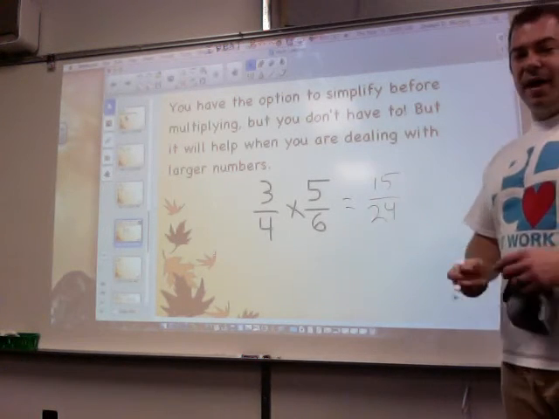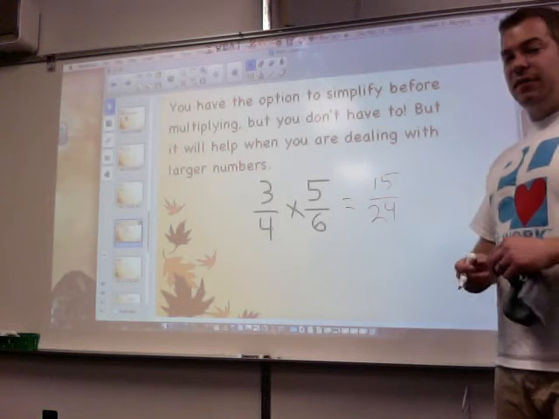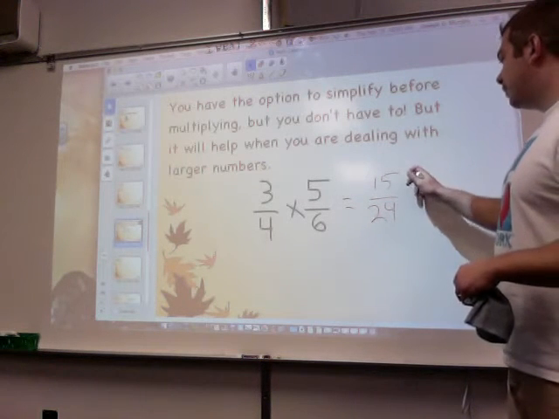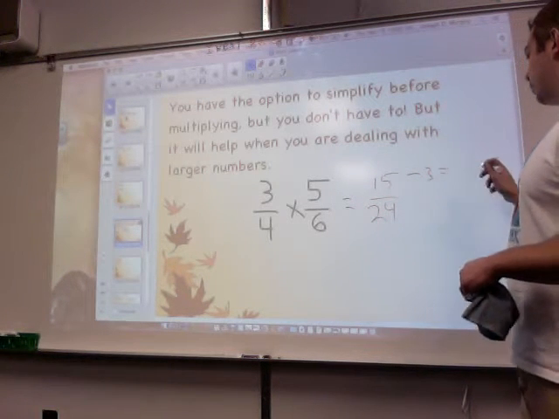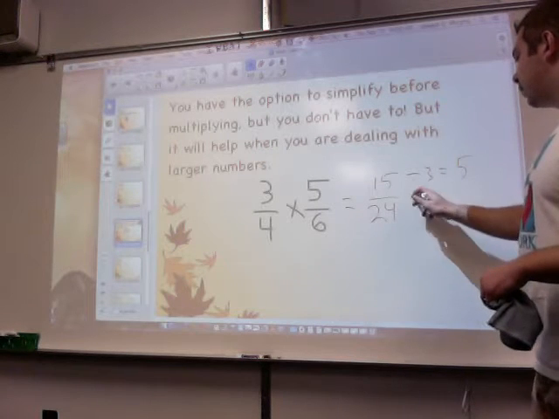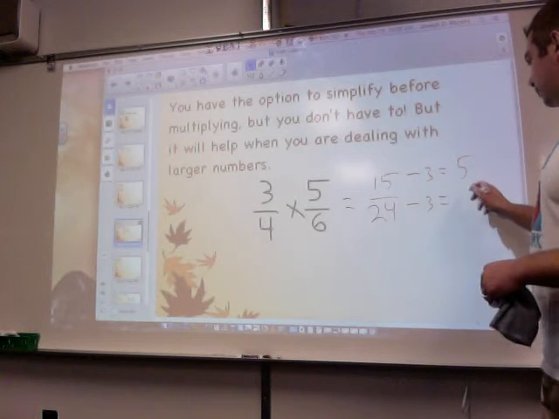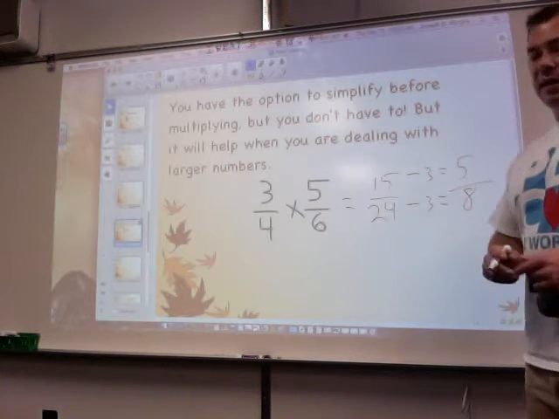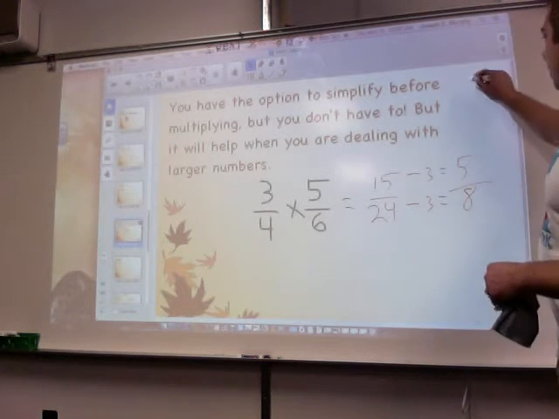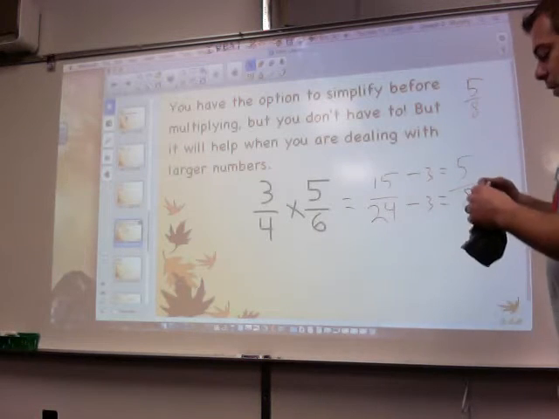Now, do these have common factors? Yes, they do. They actually have the greatest common factor of 3. 15 divided by 3 equals 5, and 24 divided by 3 equals 8. So my answer is 5/8. So I'm going to write that up there to remember that.